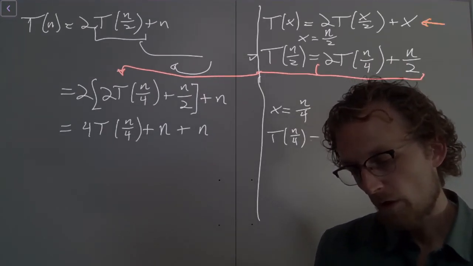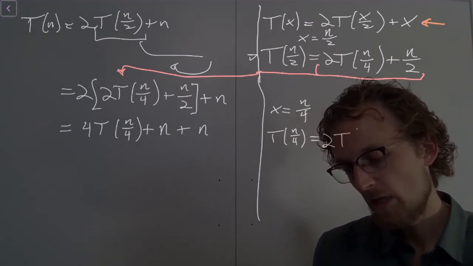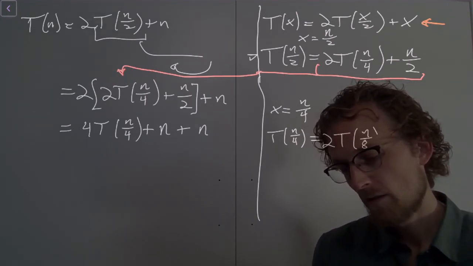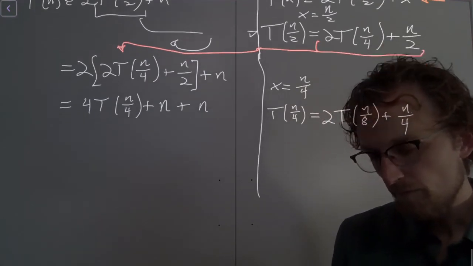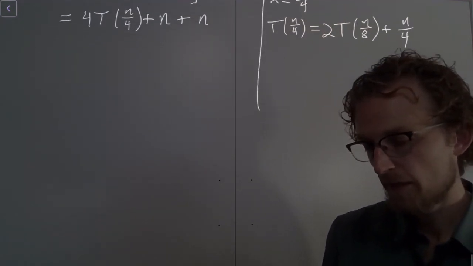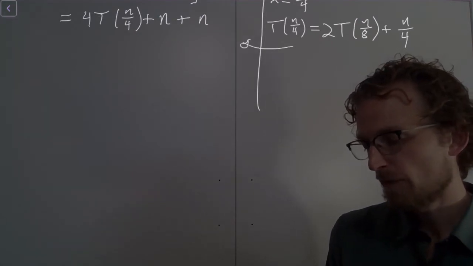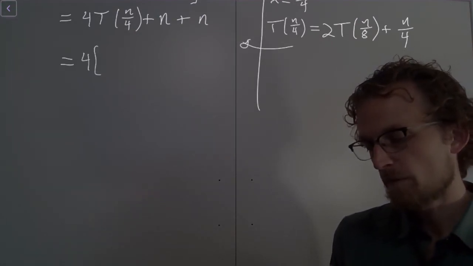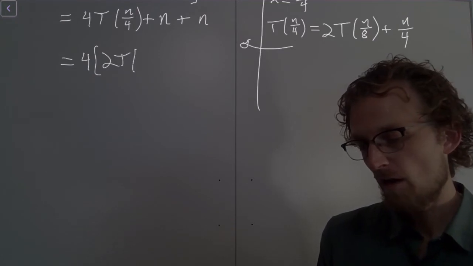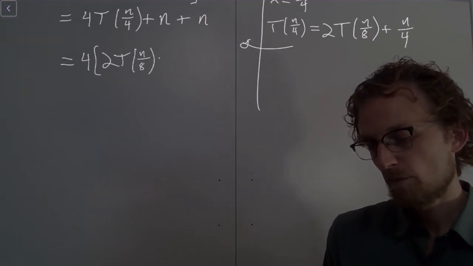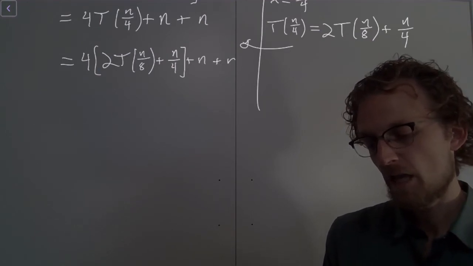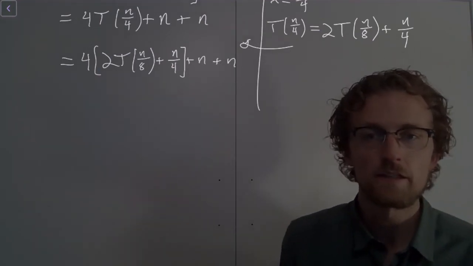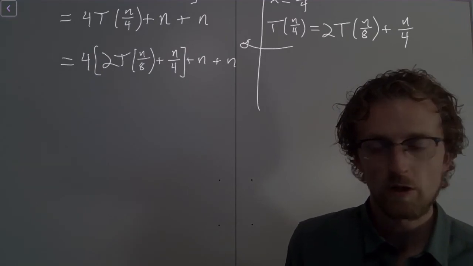T of n over 4 is 2 times t of n over 8 plus n over 4. Okay. So now I'll substitute that back in, being very careful with my bookkeeping. So this is 4 times 2t of n over 8 plus n over 4, plus n plus n. And I'm just keeping track of the n's that I accumulated in my previous 2 recursions.